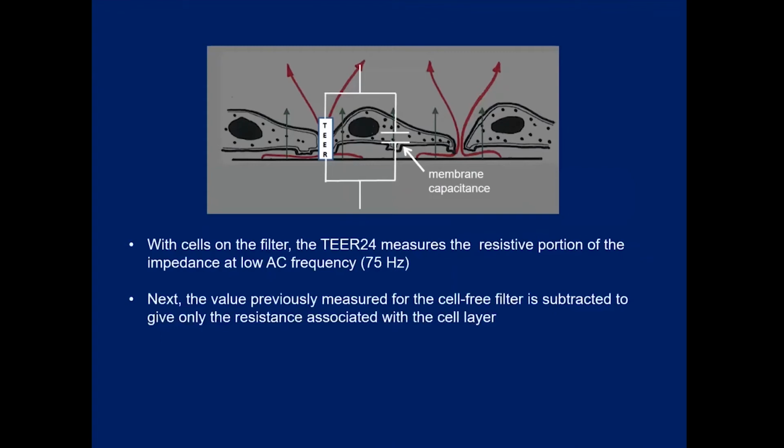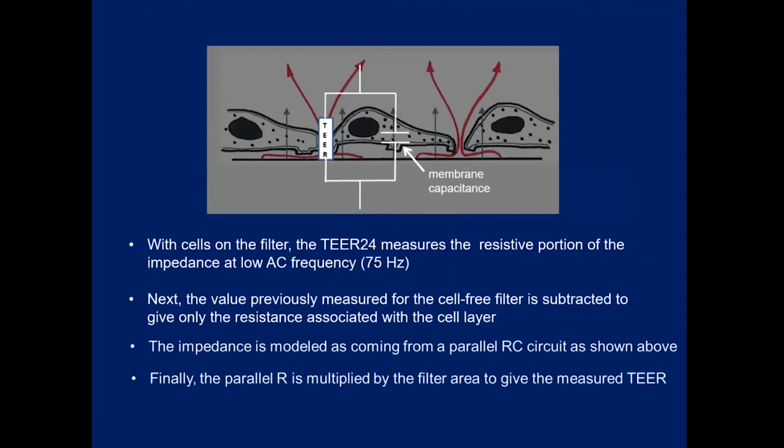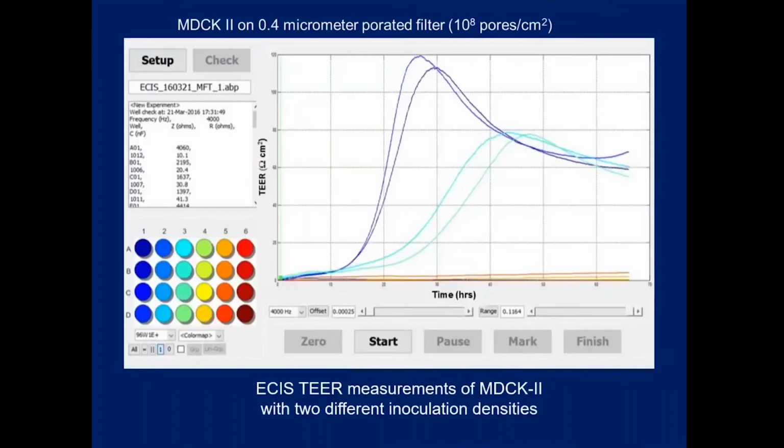But again, because we're monitoring the series RC circuit, next we mathematically change this as though it's coming from a parallel RC circuit as we've shown above, and by multiplying that resistance by the filter area, we get the TER value. The Tier 24 instrument that we're looking at here in the GUI can follow up to 24 membrane inserts. Here we're looking at 5 or 6.